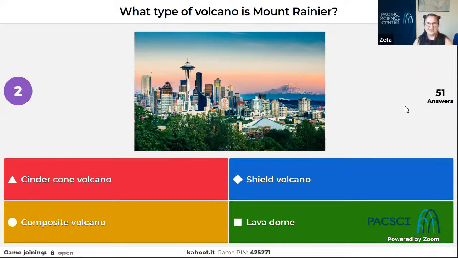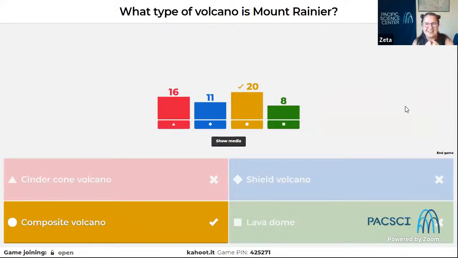Ooh, 4 seconds left, everybody. Ooh, answers coming in right up to the end. Very even split, but composite volcano, it is. It does have alternating eruption periods where it's more lava or other ones where it's more cinder or more ash. And so it's a composite because it's multiple layers like that over time. Excellent, well done.